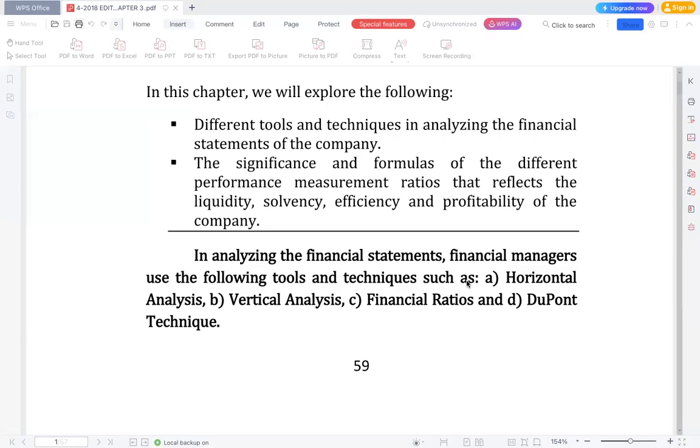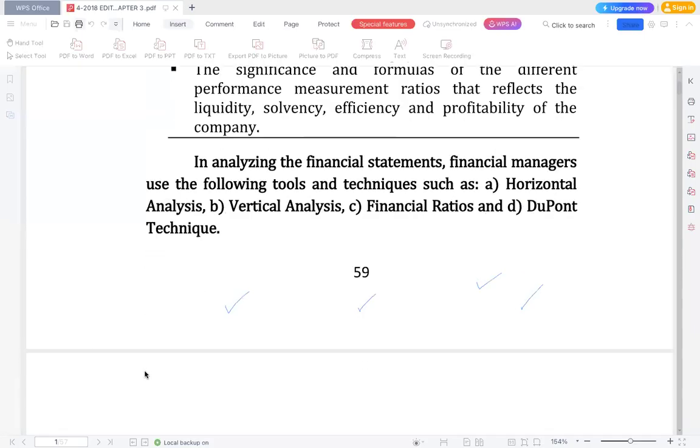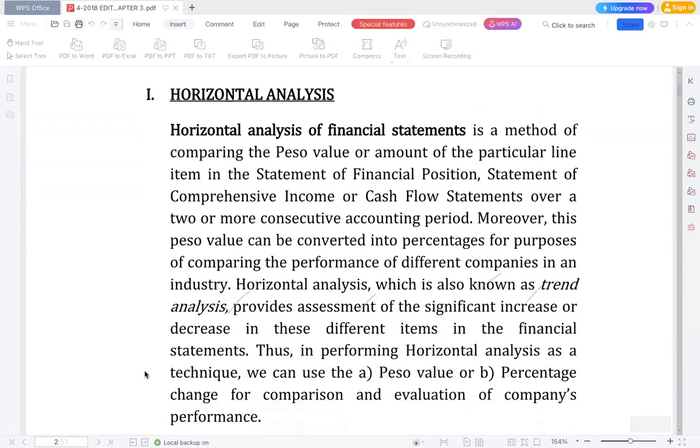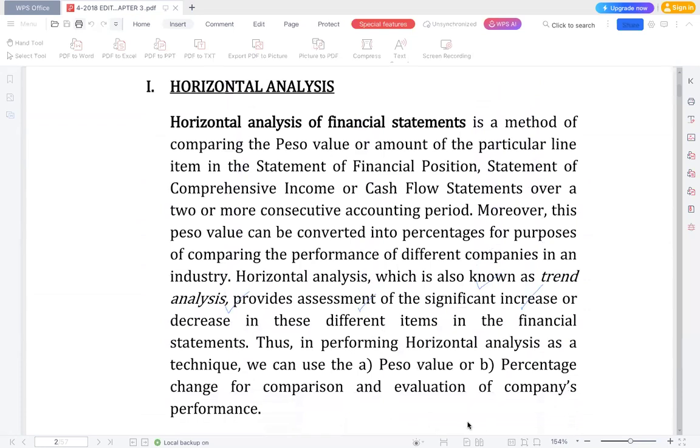So in this chapter, we will focus on the analysis of financial statement using the following techniques: horizontal analysis, vertical analysis, financial ratios as mentioned a while ago, and the DuPont technique. Let's begin with horizontal analysis.